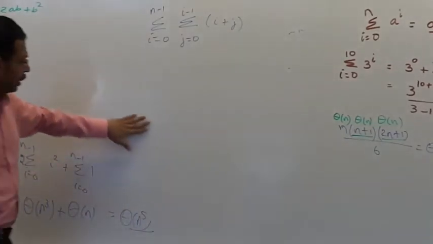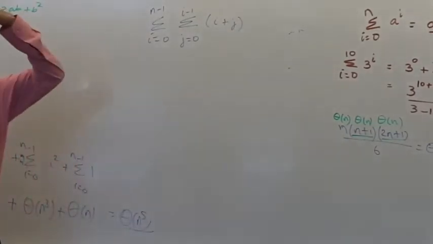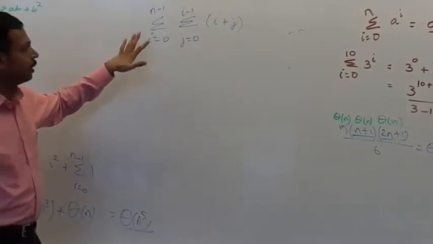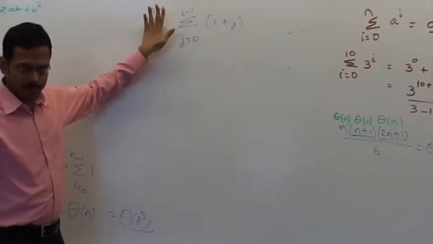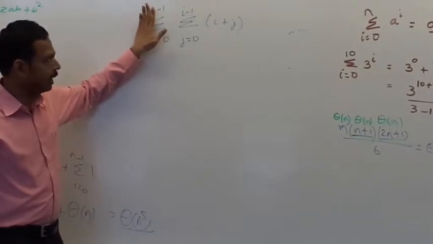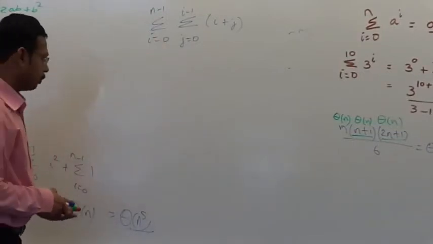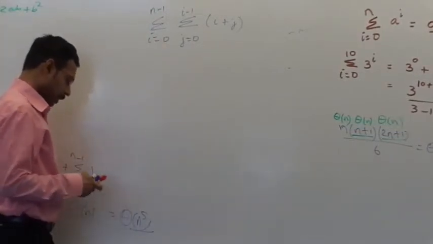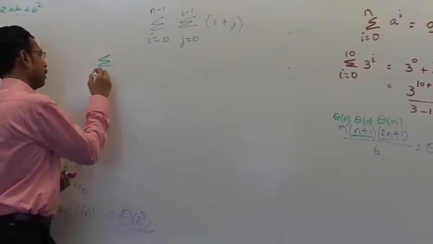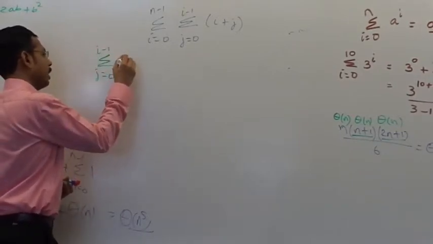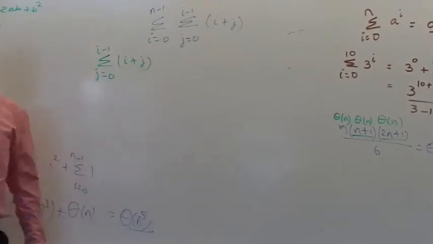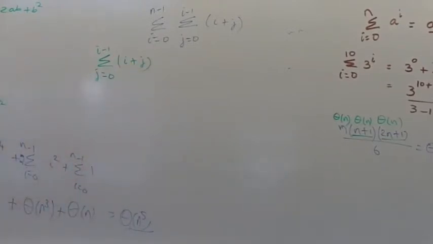So let's do it again. How do you simplify this? For the time being, forget about the outer summation. Let's just work on the inner summation, because we have to start with the inner summation. You can even pull it out separately and do that. So the inner summation is sigma j equals 0 to i minus 1 of i plus j. What we can do in situations like this is take the summation inside, right? The same thing can be done there. Okay? Clear?